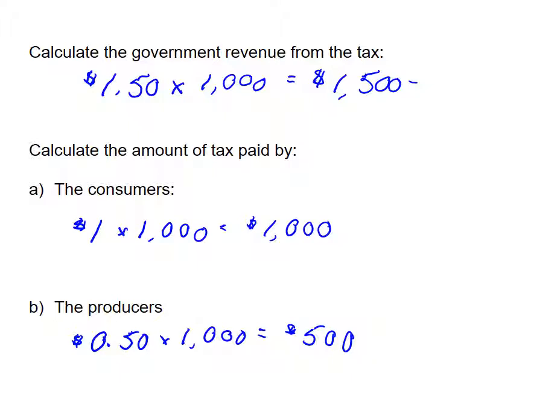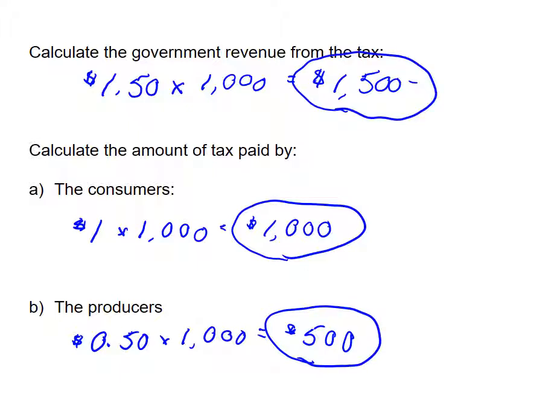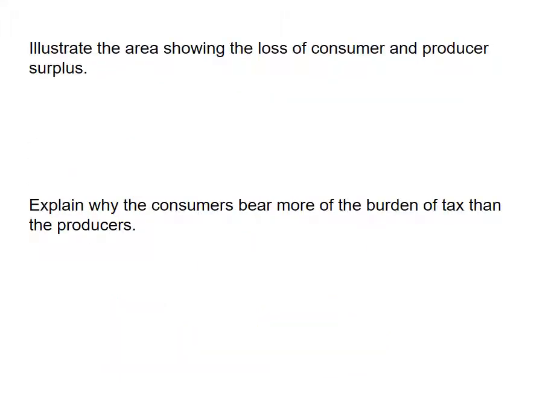So note, it makes sense that the sum of the consumer burden plus the producer burden is going to equal the total amount of the tax revenue that has been raised. I showed the area of consumer and producer surplus, showing the loss of producer and consumer surplus, which is like the deadweight loss, and PED is more inelastic.